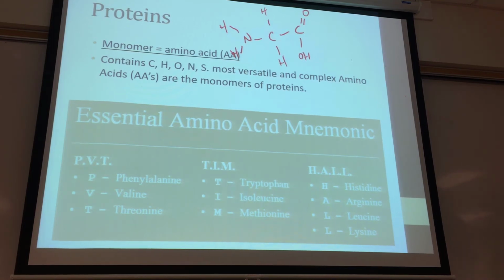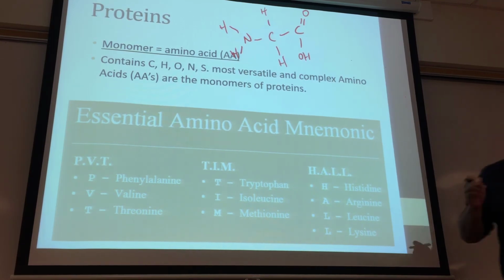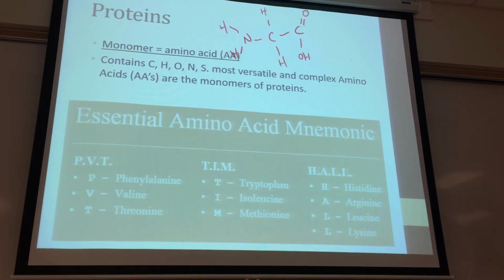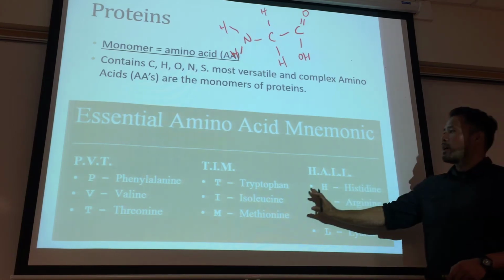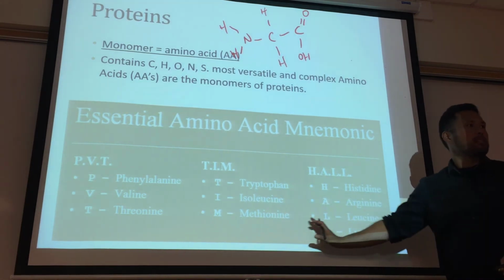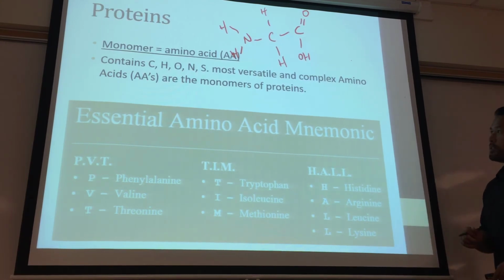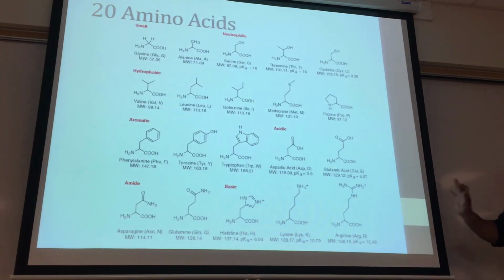So this is a very versatile molecule because there are 20 forms that are available on this earth. We have 20 particular amino acids. You see this essential amino acid mnemonic? Yeah, don't worry about these. That's okay. You can see this on the next slide over. Again, you don't have to memorize these amino acids. I just want to show you that we have different characteristics across all these amino acids, of which we have 20.